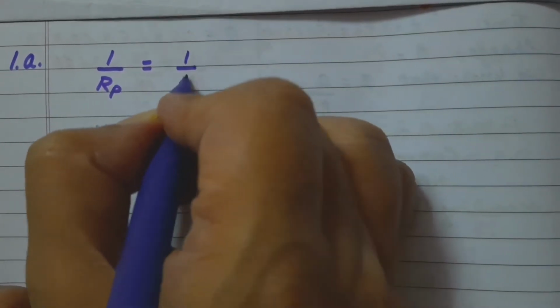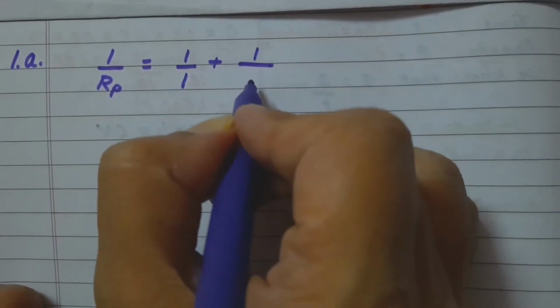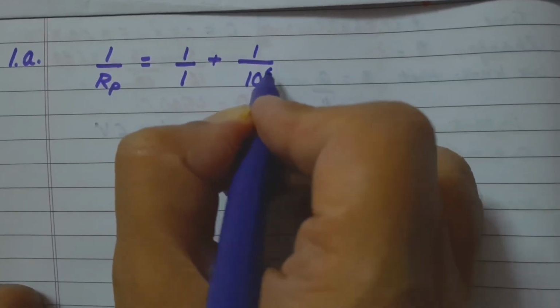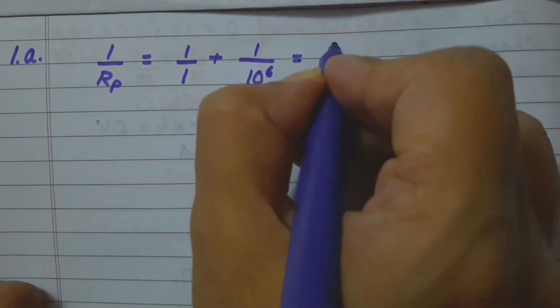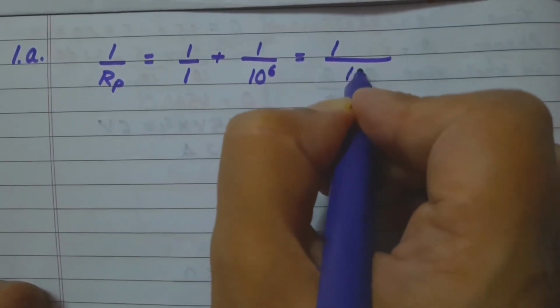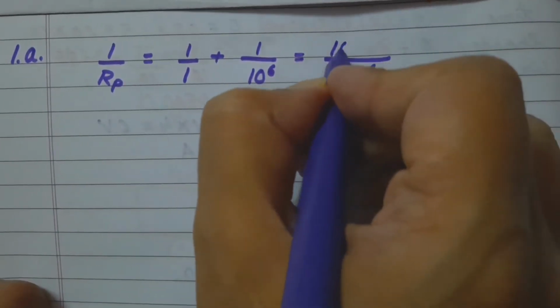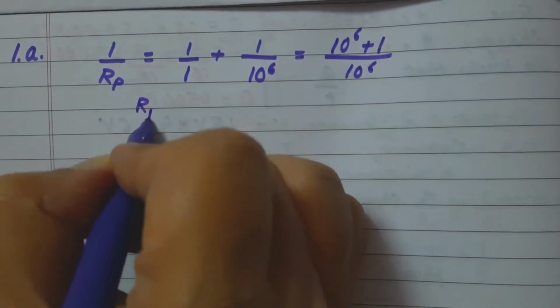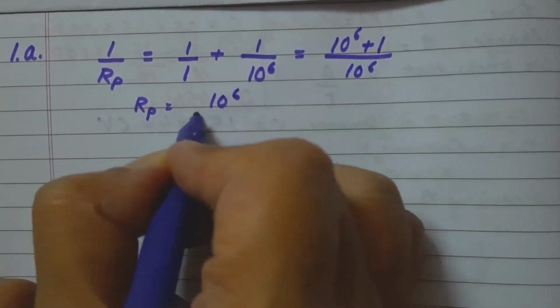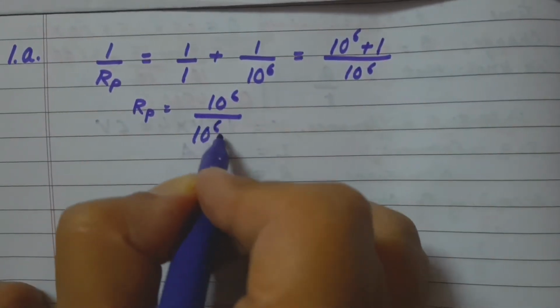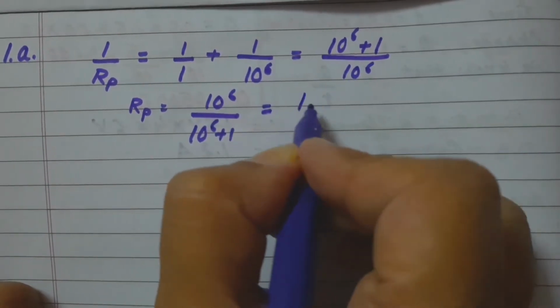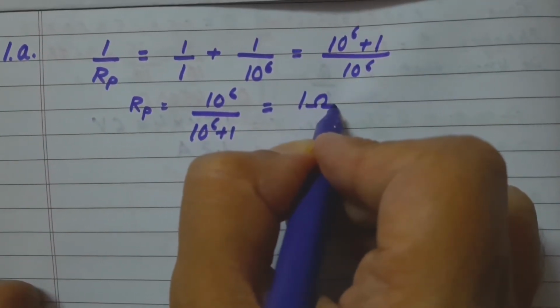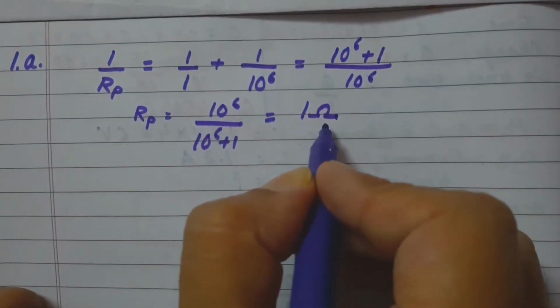We have to calculate Rp. So 1 upon Rp is 1 upon 1 plus 1 upon 10 raised to power 6. Its LCM is 10 to power 6. It will be 10 to power 6 plus 1. Now Rp can be calculated as 10 to power 6 upon 10 raised to power 6 plus 1, which is approximately 1 ohm. So Rp is 1 ohm for A part.